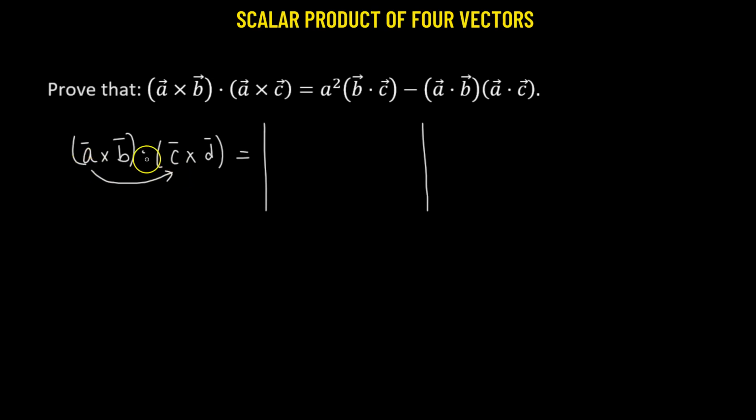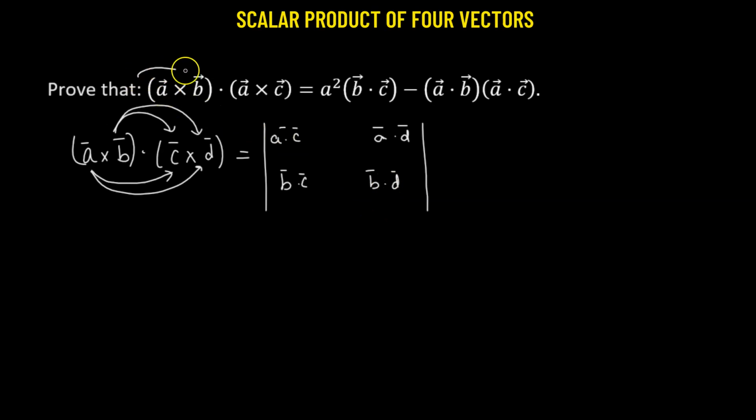cross D. In the first row we have A dotted with C, then we have A vector dotted to D vector. In the second row we have B vector dotted with C and B vector dotted with D vector. So we will use the same form to prove this particular relation.